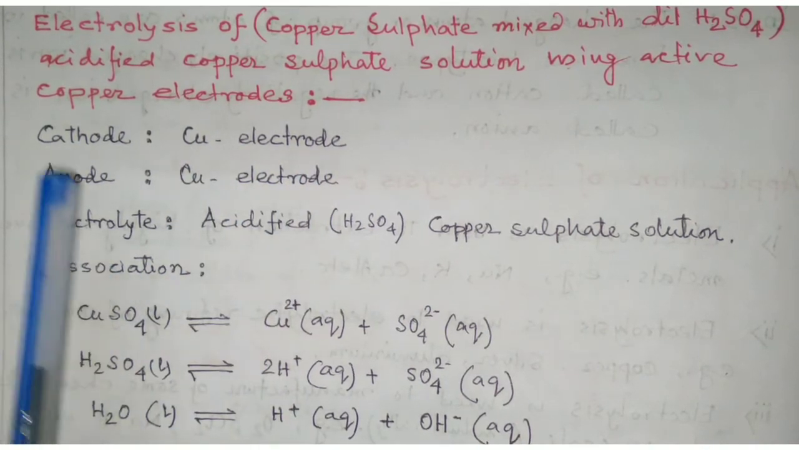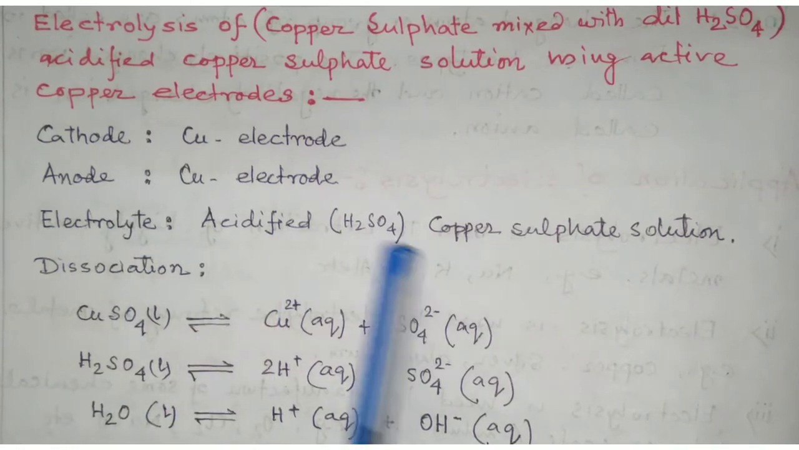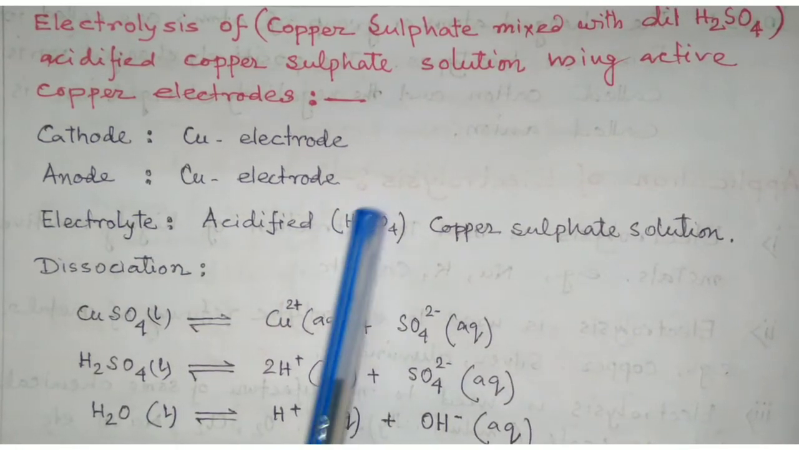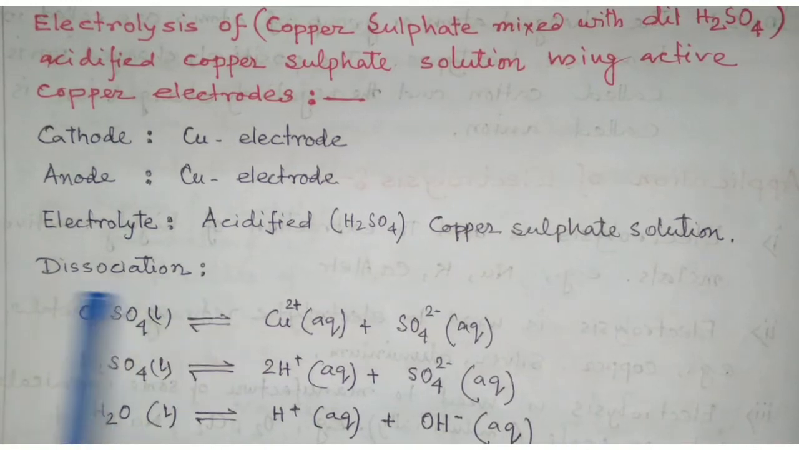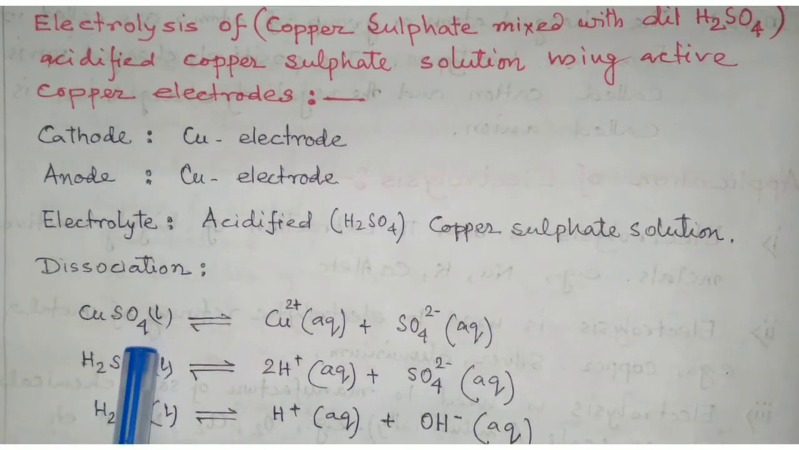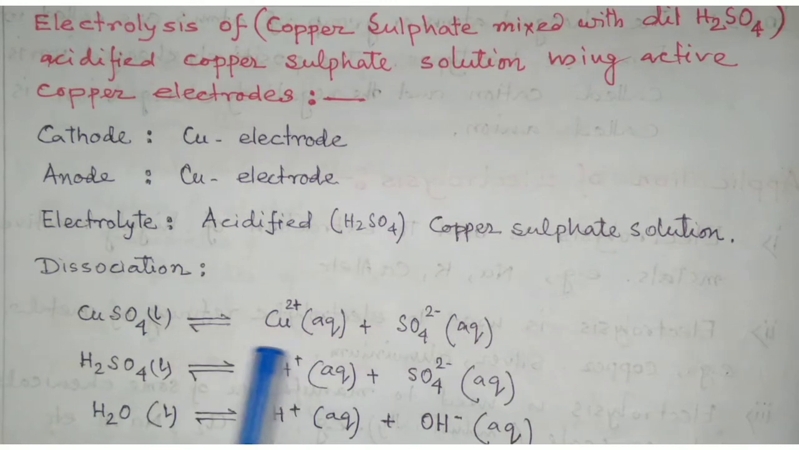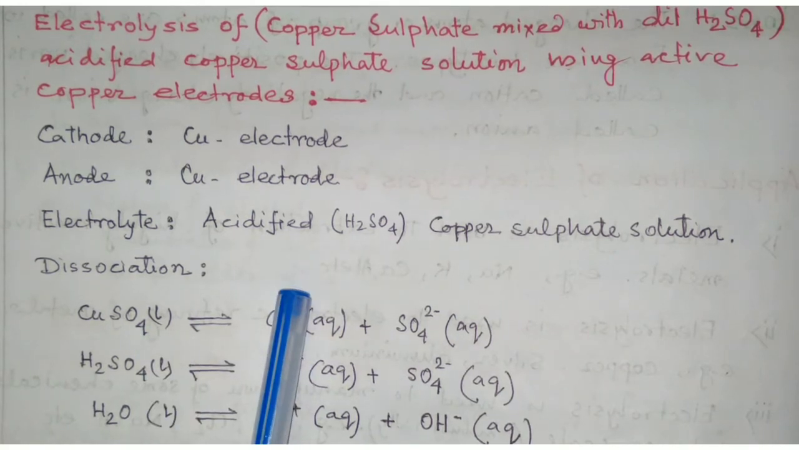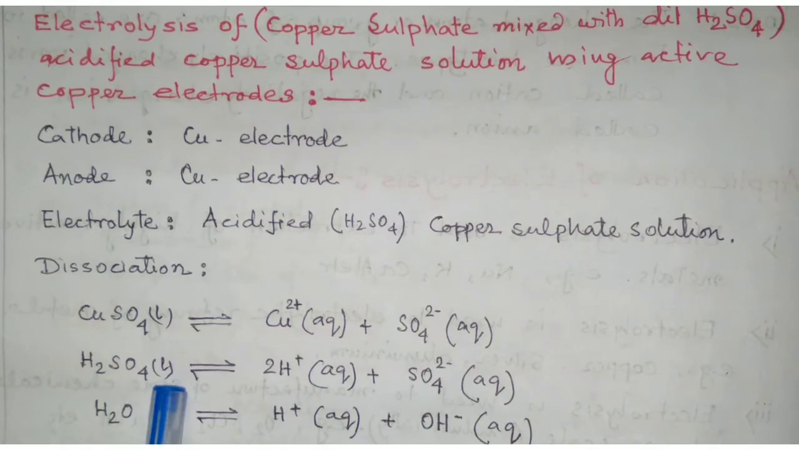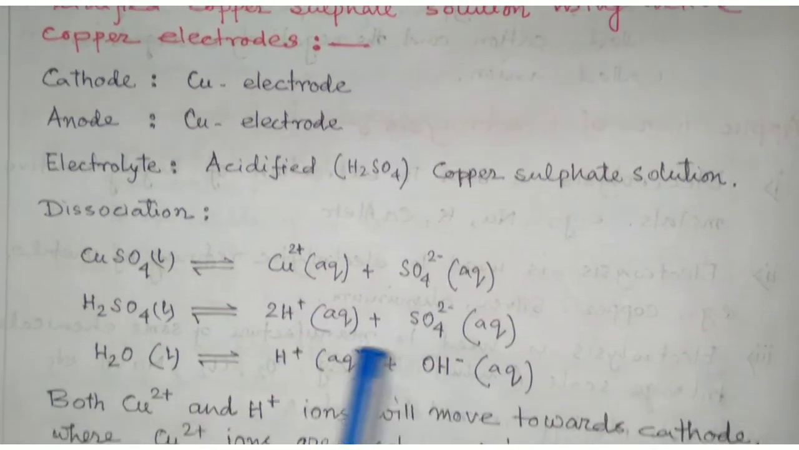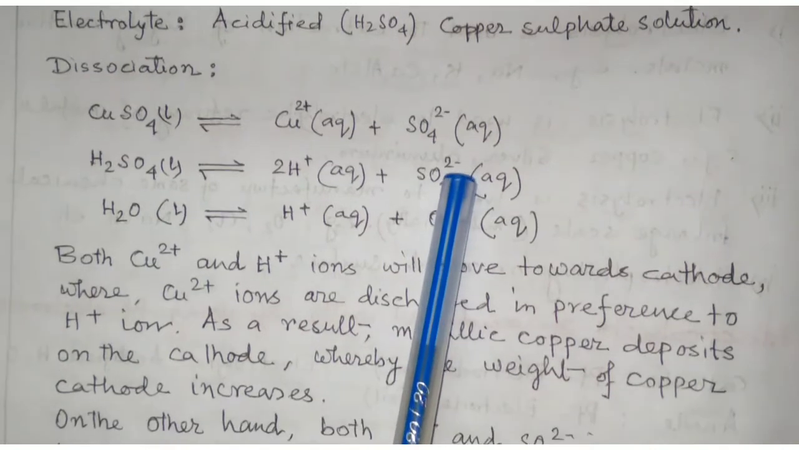Now, what is the electrolyte? Acidified, that is, the acid is H2SO4, acidified copper sulfate solution, and the dissociations are as follows. Copper sulfate in liquid state dissociates into Cu2+ ion and SO4 2- ion. Sulfuric acid in liquid state dissociates into 2H+ ions and SO4 2- ion.